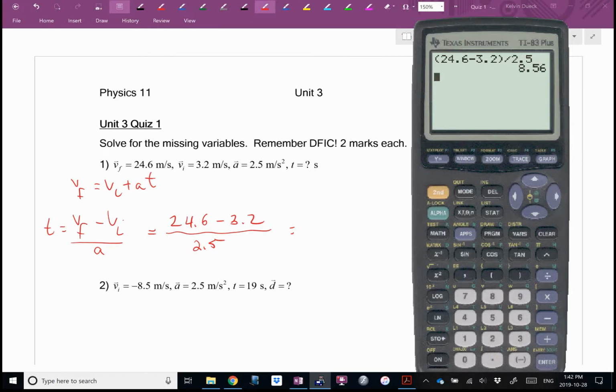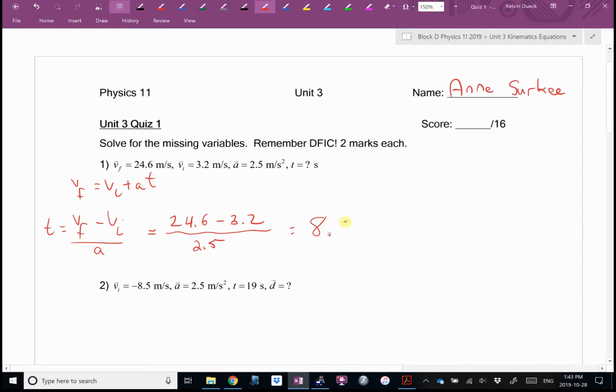Do you all get 8.56? By the way, technically, how many sig figs should I go to here? I think two, because I'm dividing by 2.5, which is two sig figs. So technically 8.6, but since it ends quite nicely, I'm going to go 8.56. And the units would be seconds. If you got that, two out of two.